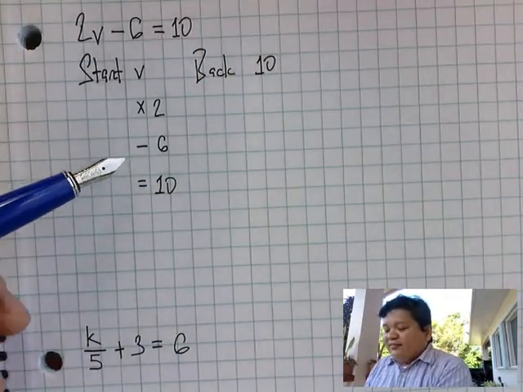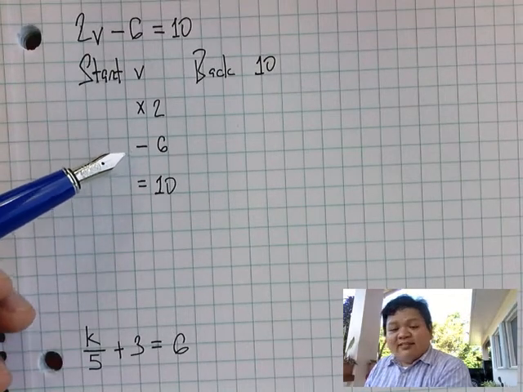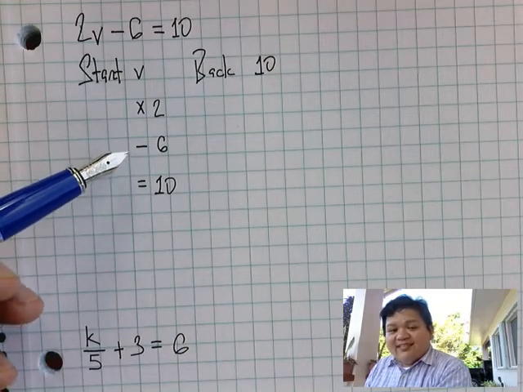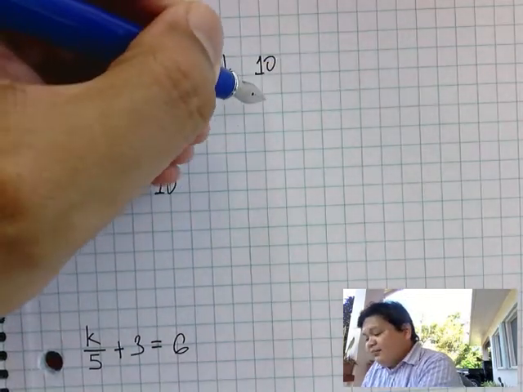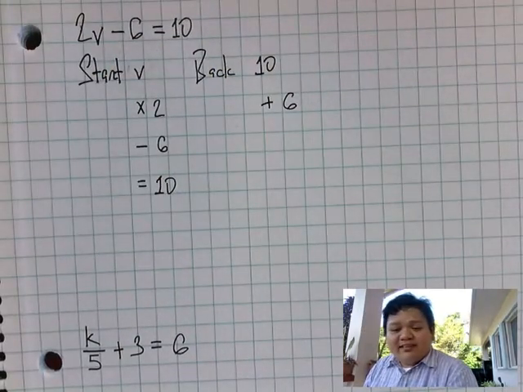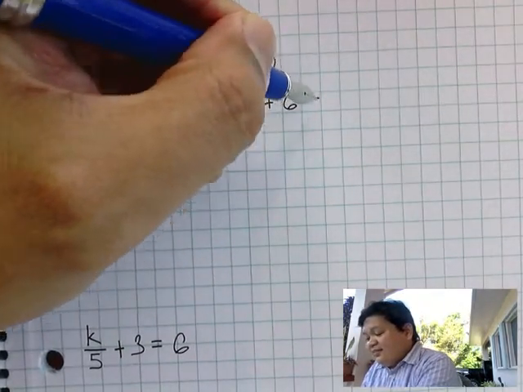The first operation we see going backwards is a subtraction of 6. The inverse of subtracting 6 is adding 6. So I'll put that plus 6. And let's do that right now. 10 plus 6 is 16.